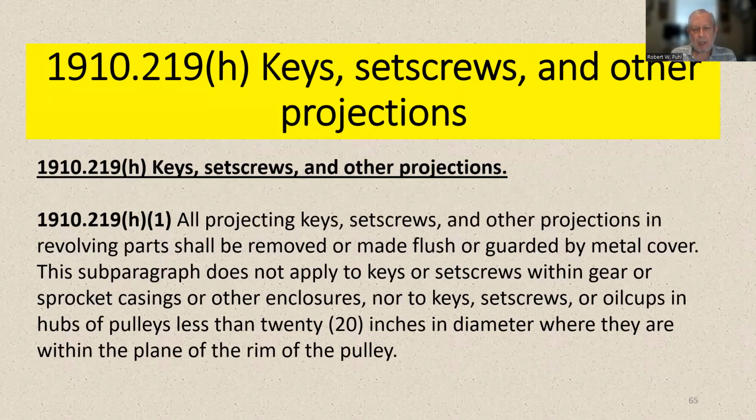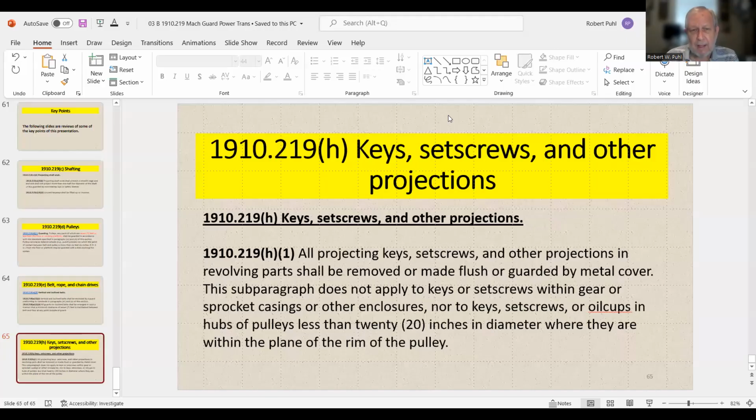Keys, set screws, and other projections and revolving parts are removed or made flush or guarded. So that's if you have something moving, you have a key or set screw or anything in it, you need to do something about it because that could be hazardous. It doesn't take much. A little set screw can grab your clothing, and once it grabs your clothing, it can do a lot of damage to you. So that's that part of it.